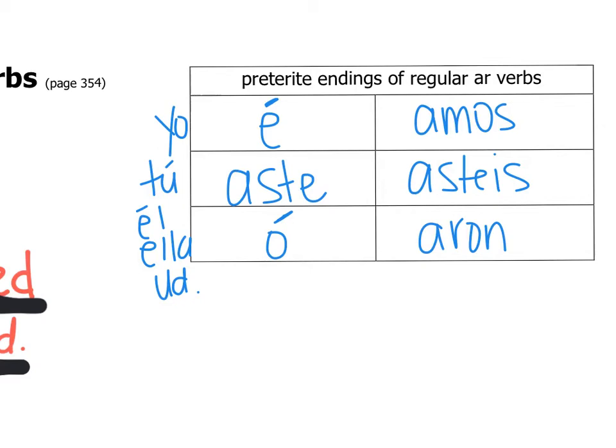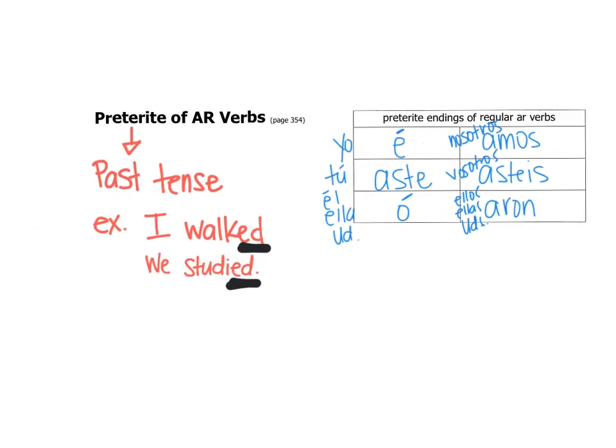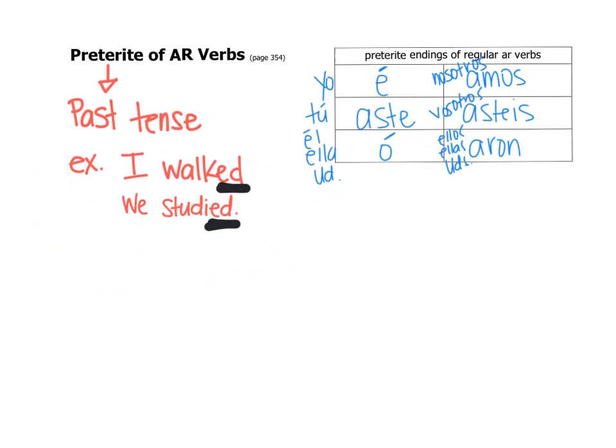And again, like I said, don't forget about those accents above the e and the o for your yo form and your él, ella, usted form. I'm going to go ahead and add those subject pronouns in, so feel free to do that. Nosotros, vosotros, ellos, ellas, and ustedes. So now that we have that filled out, let's do a couple examples.